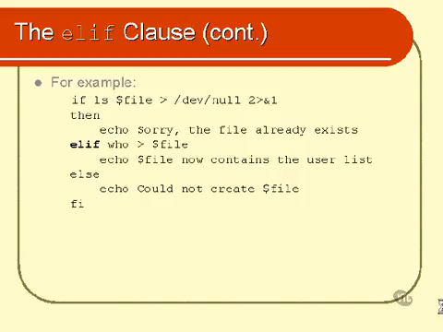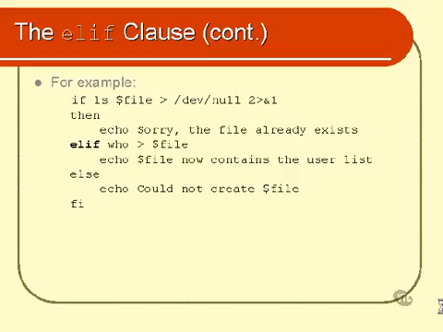Now, if the who command with its output being redirected to the file fails, there's only one possible way that could fail, and that is if we did not have permission to create the file, or perhaps the file was an invalid name. But if it succeeds, if we get back an exit status of 0, then we say, okay, file contains the user list. Now if it fails, then we can say that we could not create it.